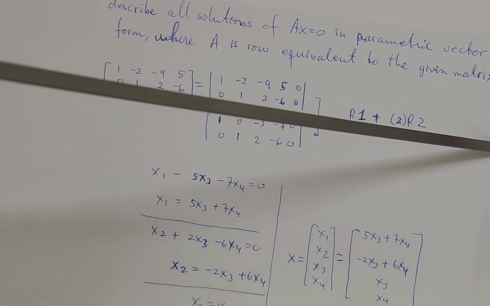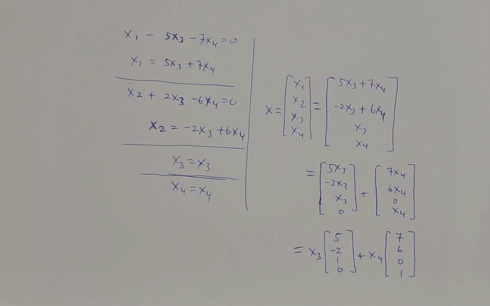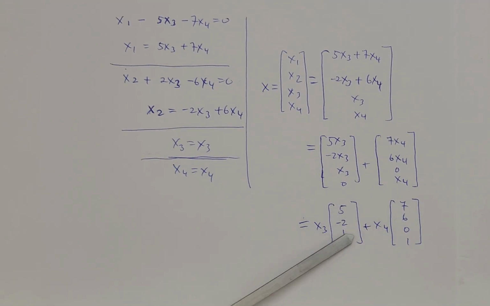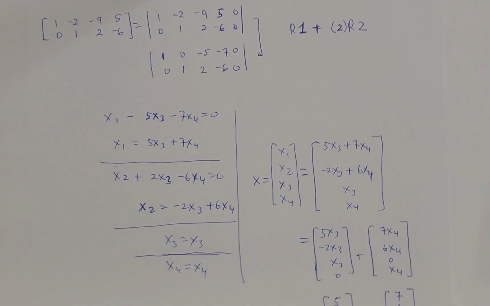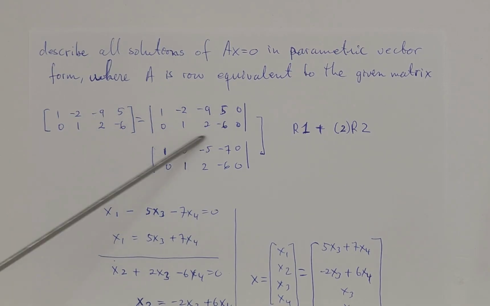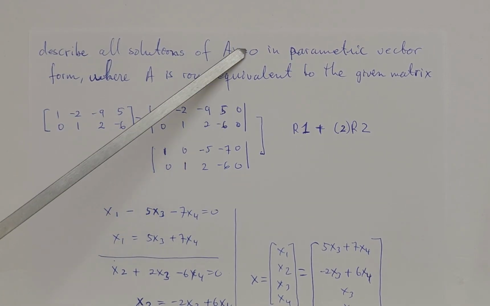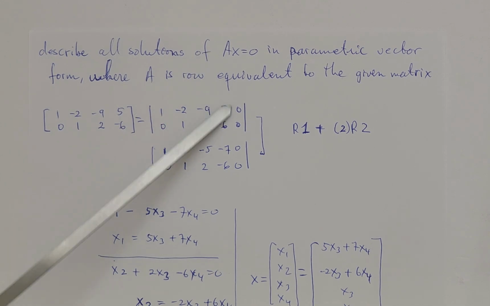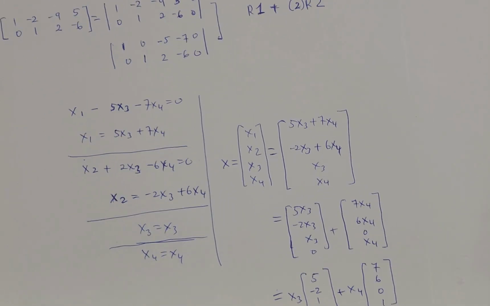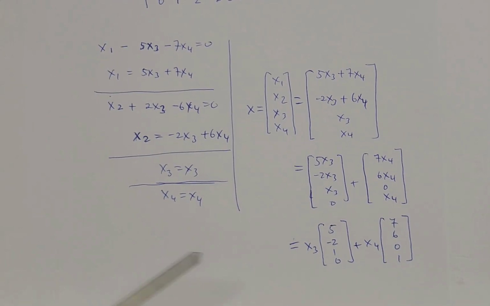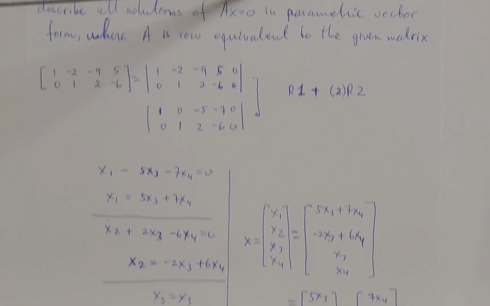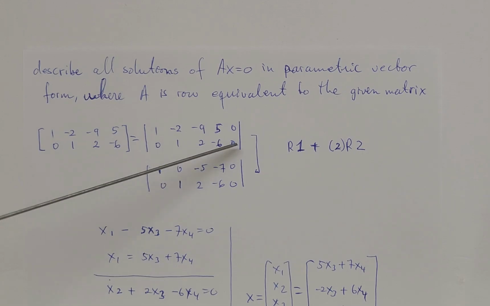So this right here is our solution. This is the x that we are looking for in this equation here. Again, this is our A, and this is our 0. We are looking for this x, which is this answer right here. So this is the solution to Ax equals 0.